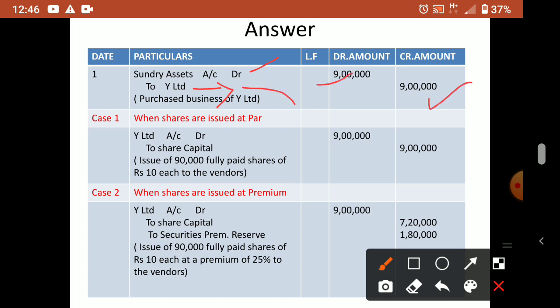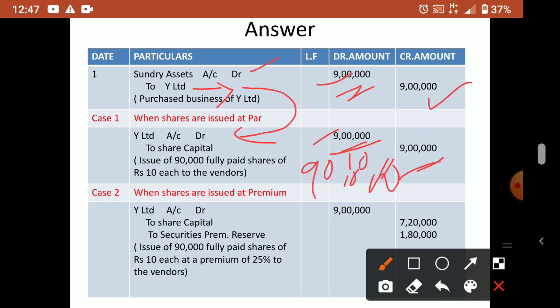Now the same Y Limited will be debited here. What is credited, that you have to debit. Okay, Case 1 at par: Y Limited to share capital. In the par case, I told you, no need to calculate the number of shares. Directly you can write the purchase consideration. If you calculate also, the same will come. Here the number of shares will be 9 lakh divided by 10. So what will come? 90,000 will come. That's why I told you no need to calculate.